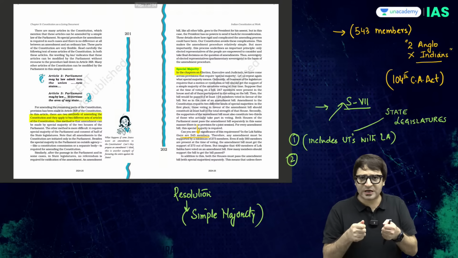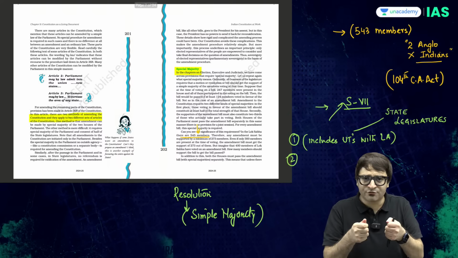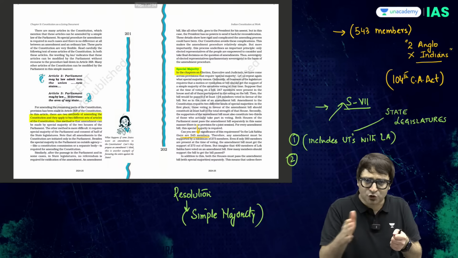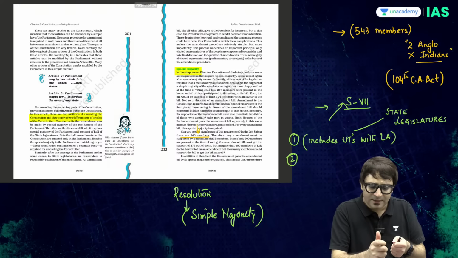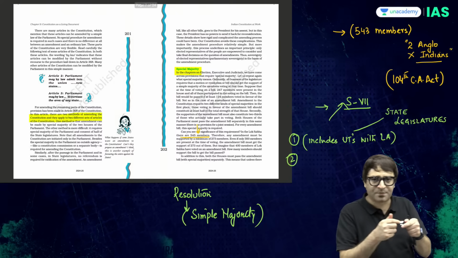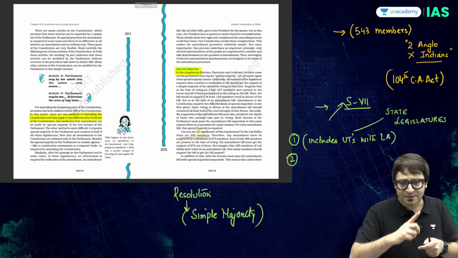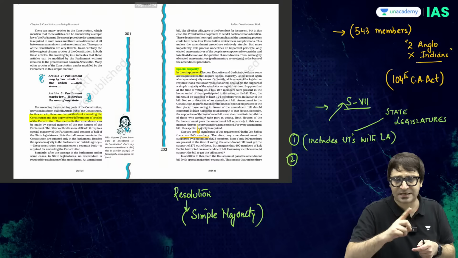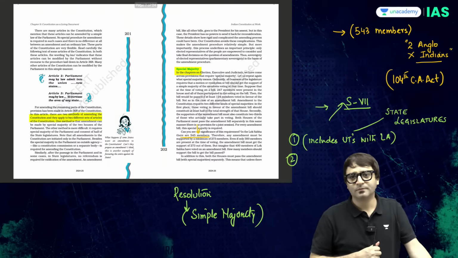So this constitutional amendment bill can be introduced in either of the two houses of the Parliament by either a minister or a private member. And the prior sanction of the president is not required.